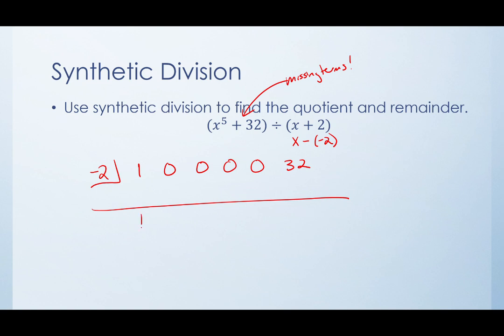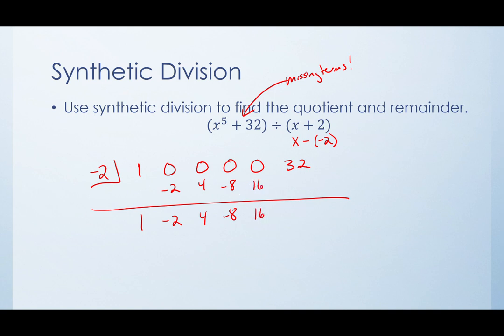So we're going to bring down that 1. Negative 2 times 1, negative 2. Add. Negative 2 times negative 2, we're going to get 4. 4 plus 0 is 4. Negative 2 times 4 is negative 8. Add those. Negative 2 times negative 8 is 16.